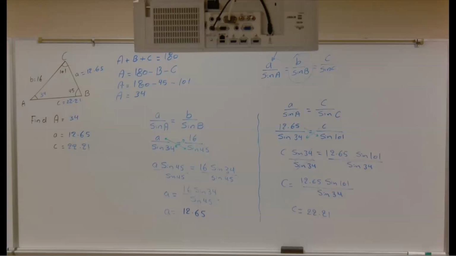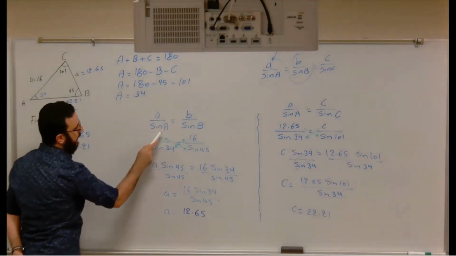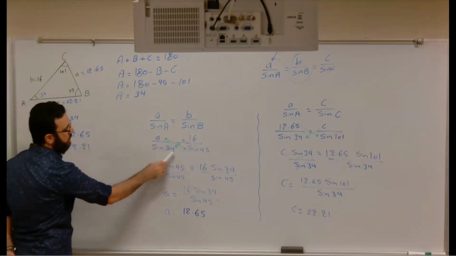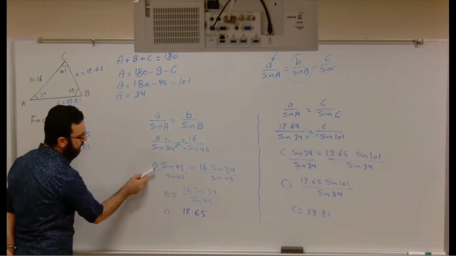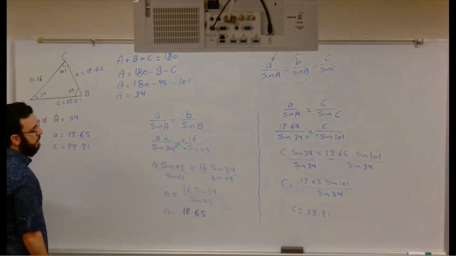So again, you see, that's the first thing we found by using the sum of the angles equal to 180. Then we say, okay, I need to find A. I have B. I have the angle A. I have the angle B. Plug in, do the cross product, and divide by sine 45 to keep the A by itself. And the result is going to be 12.65.